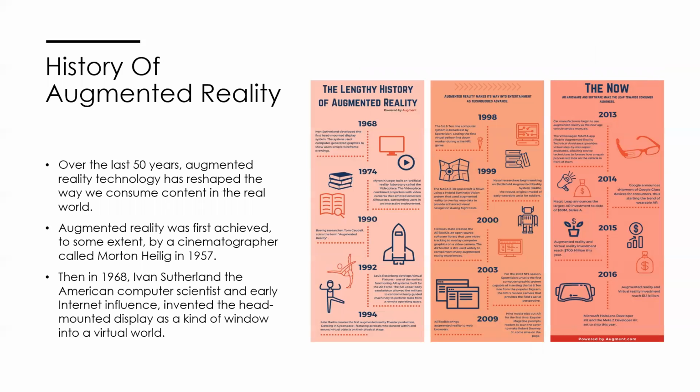Over the last 50 years, augmented reality technology has reshaped the way we consume content in the real world. Augmented reality was first achieved to some extent by a cinematographer called Morton Heilig in 1957. Then in 1968, Ivan Sutherland, the American computer scientist and early internet influencer, invented the head-mounted display as a kind of window into a virtual world. Consumers are using augmented reality in recent years without really even knowing it. Popular Snapchat filters like flower crown or dog face use AR to create altered photos. Augmented reality will continue to be applied in our everyday lives to better our digital experiences in our physical world.